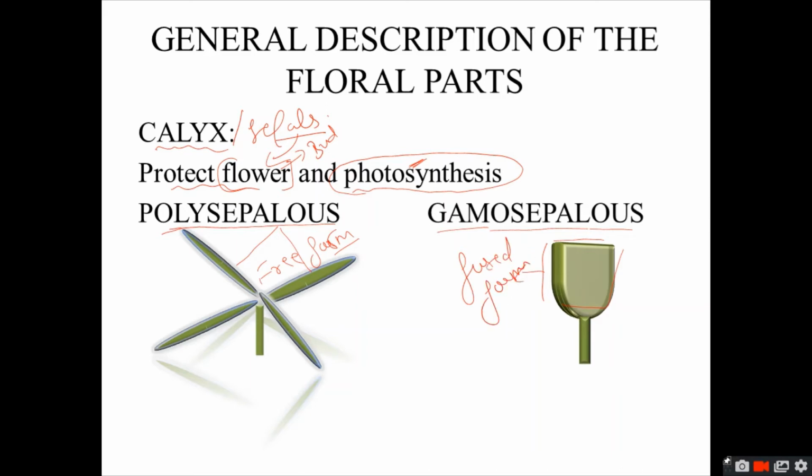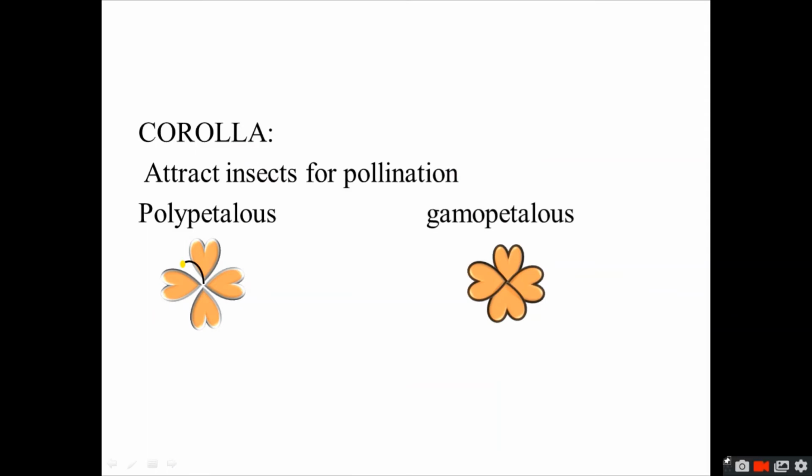Now next is about corolla. So corolla is also known as petals. Now petals are again a very important part of the flower. So flowers also have what are known as floral parts. So these are basically the floral parts of a flower. Now next is the corolla.